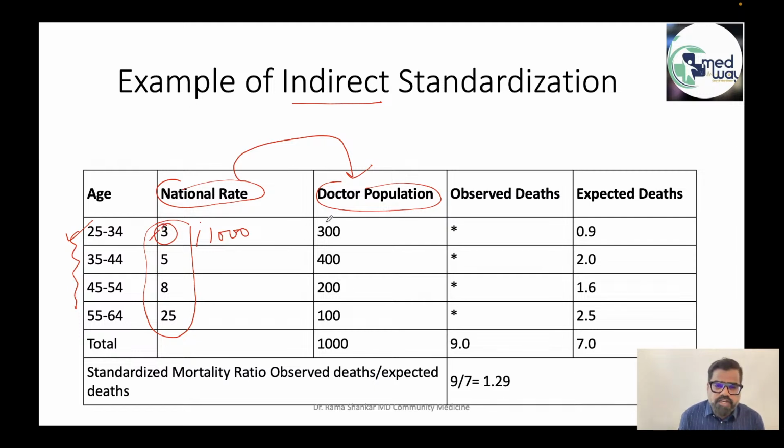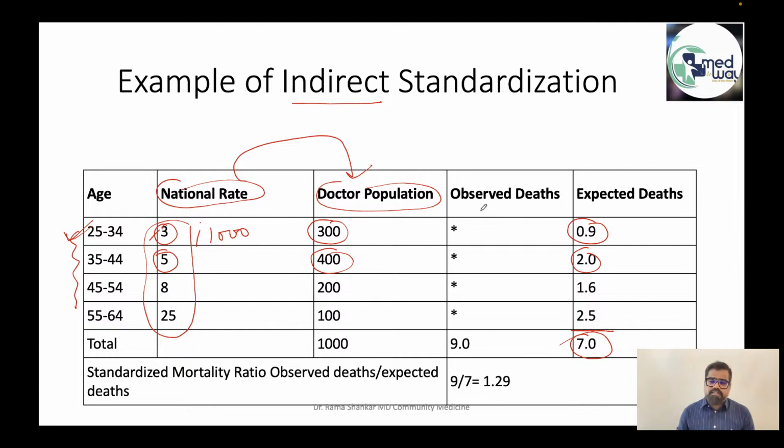So how many will die in 300? Obviously, in 1,000 it is 3, so in 300 it is 0.9. So expected death in doctors is 0.9 in this age group. In 35 to 44 years, 5 people are dying in 1,000. So how many in 400? It is 2, right? Similarly, if we calculate the expected death in the doctor population and add this up, it becomes 7.